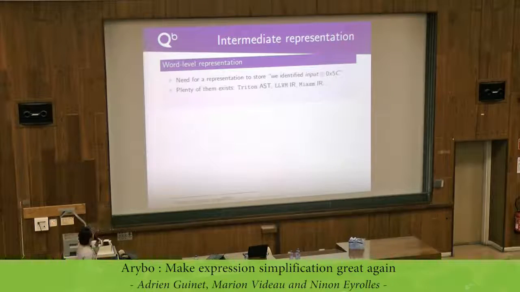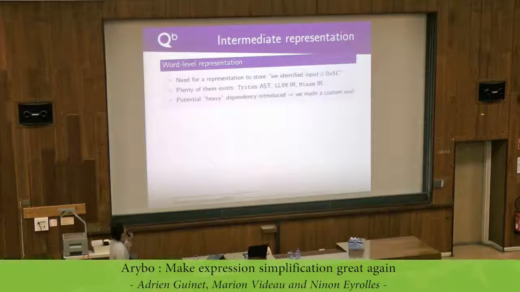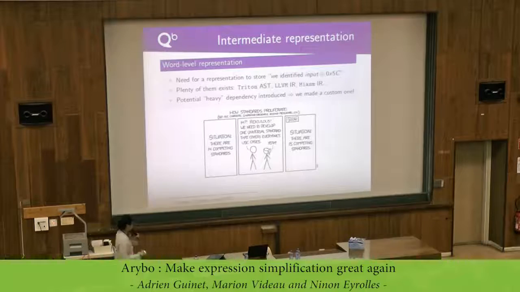There is a need to represent the fact that you've identified a simpler function. You have an MBA obfuscated function, and then you need to put it somewhere, not take all this complicated function with you. There are plenty of existing intermediate representations in the world, because every time someone makes a tool, they decide it's better to have their own. And there is potential heavy dependency introduced, so we decided that we need our own one, of course.